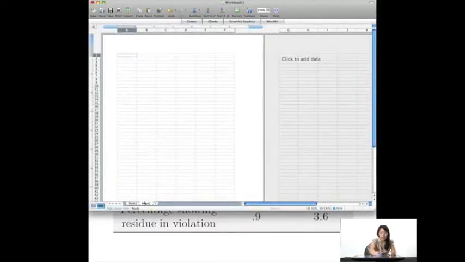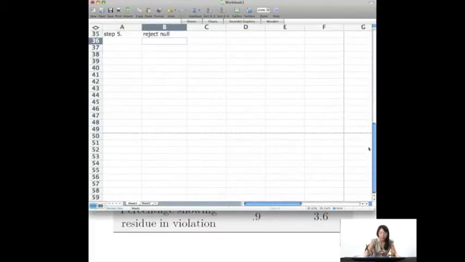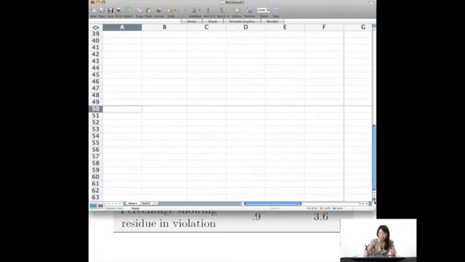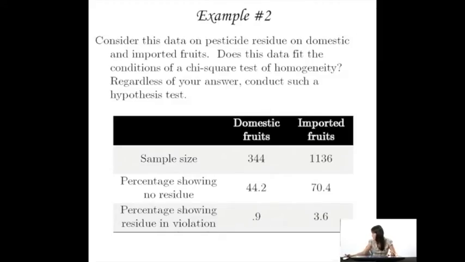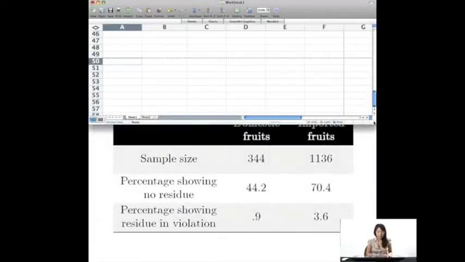Okay, so here you could just pull up a brand new Excel file. I'm just going to use sort of the bottom portion here. And here's what we want. We would like it to be set up so that we have the two populations up here, and we have the different categories here.